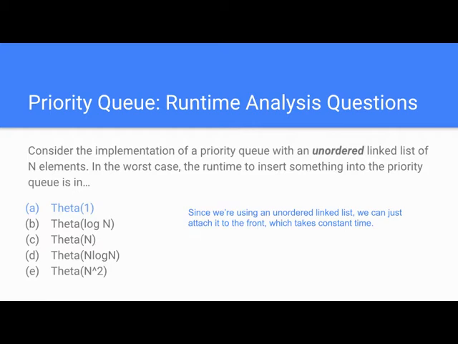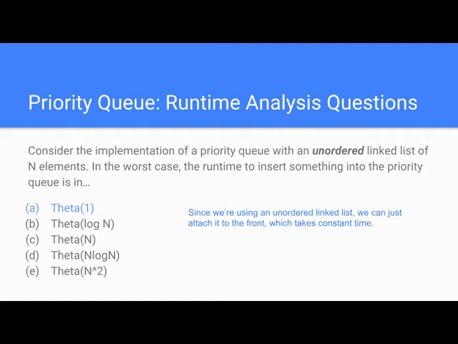Okay, so if we consider the implementation of a priority queue with an unordered linked list as the underlying data structure, the worst case time to insert something into the priority queue would be theta 1. Since we're using an unordered linked list, we can just attach it to the front, which takes constant time. Obviously, this is not a good priority queue implementation.